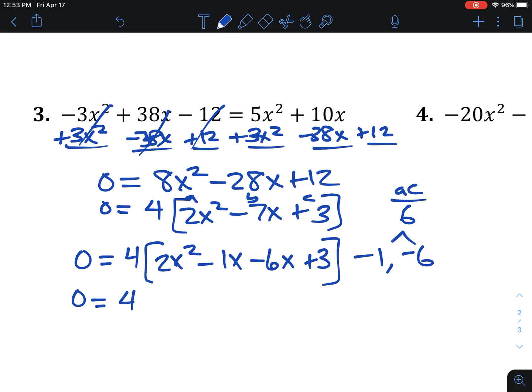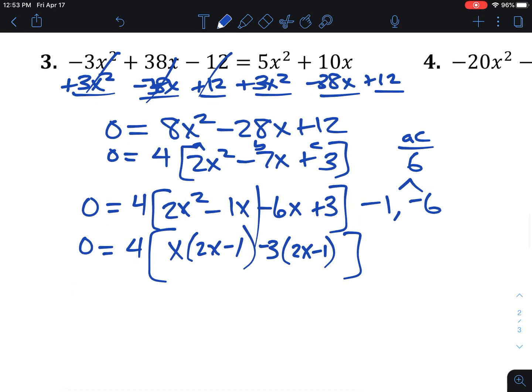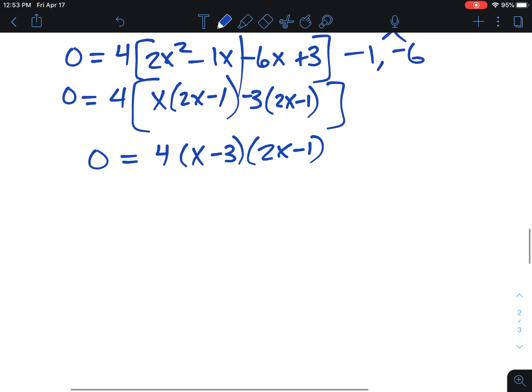Again, we're going to factor out the GCF out of each half. So we're going to do x times 2x minus 1. And then for this one, we've got to have 2x minus 1 again. So we're going to do a 3, but actually a -3 in order to make that the same. And then again, we combine the x and the -3, the 2x minus 1, bring down the 4, bring down the equal 0. Now we've got a product of 0.